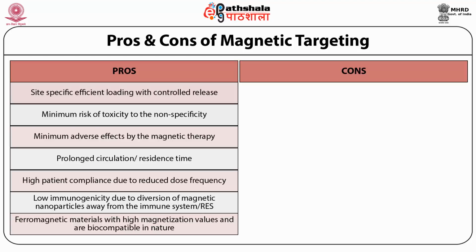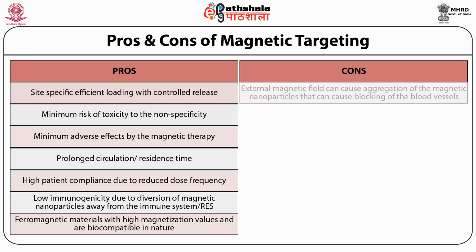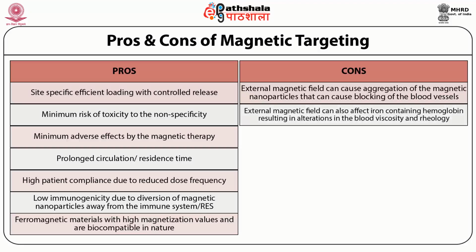However, there are some cons related to magnetic targeting. The limitations include that the external magnetic field can cause aggregation of the magnetic nanoparticles, which can cause blocking of the blood vessels. The application of the external magnetic field can also affect iron-containing biomolecules such as hemoglobin, which may result in the alteration of the blood rheology or viscosity.